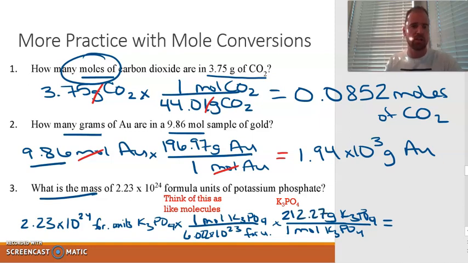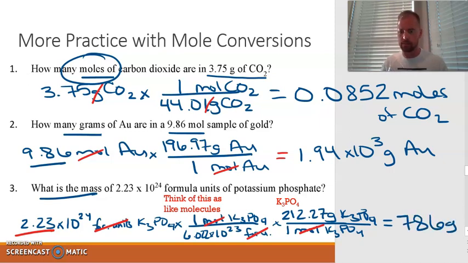212.27. And I can't stress enough, you need to get practice with calculating molar masses quickly, because you'll have to do them pretty quickly for assessments. The formula units cancel, the moles cancel, and we are in grams. All right, so what do we get? 2.23 times 10 to the 24th times the molar mass 212.27, and then divided by 6.022 times 10 to the 23rd. With 3 sig figs, my answer is going to be 786. So there's 786 grams of the potassium phosphate, K3PO4.